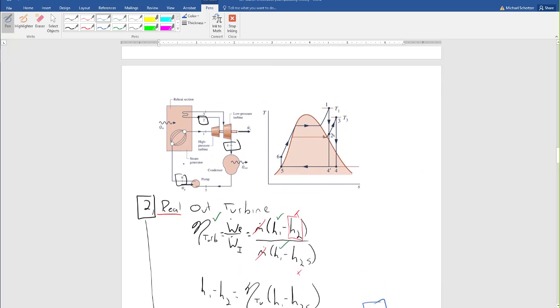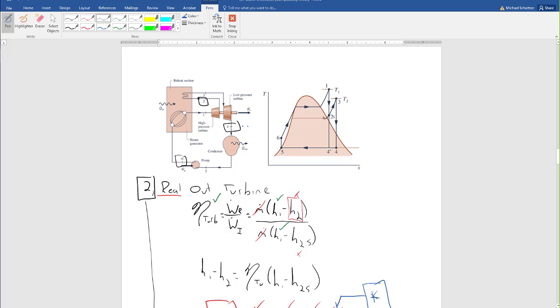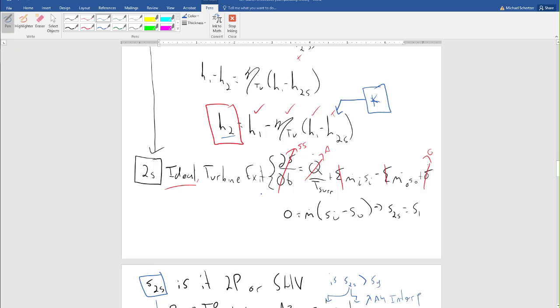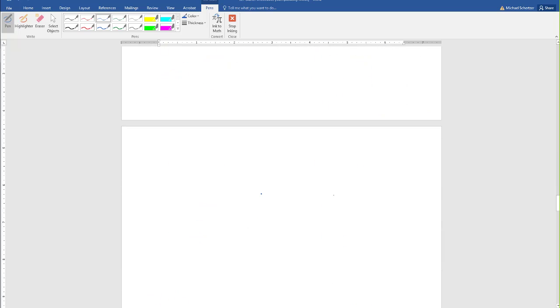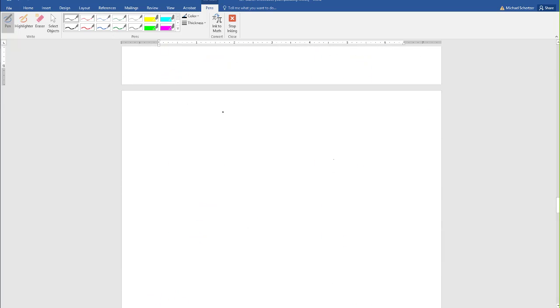We find state 4 in exactly the same way, so I'm not going to go through the process of how to find state 4. In this problem, we would just use two different interpolation methods: H2S here would have been a superheated vapor, and H4S here is a two-phase mixture. But I'm going to go over to this ideal pump, because this is another one of those things that people often make mistakes on in an exam.